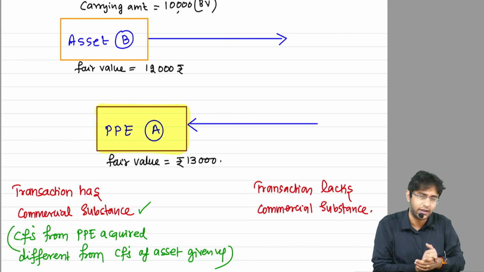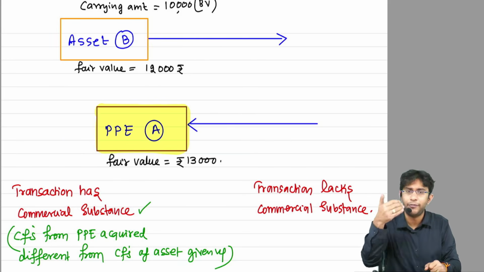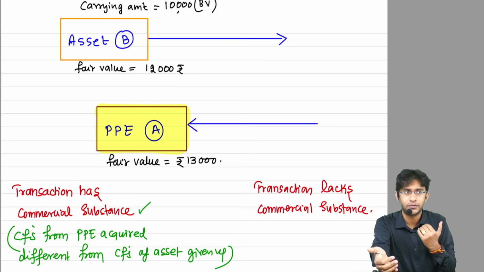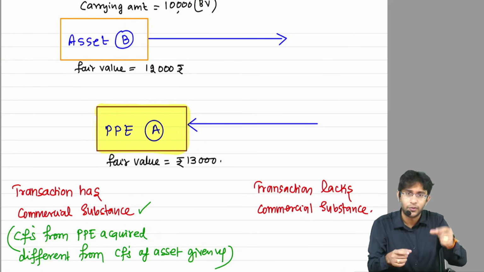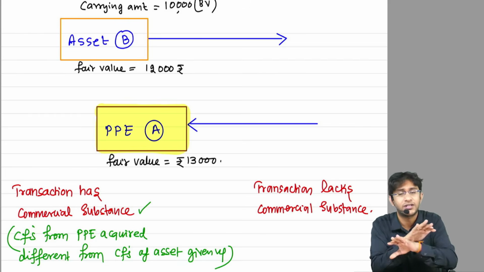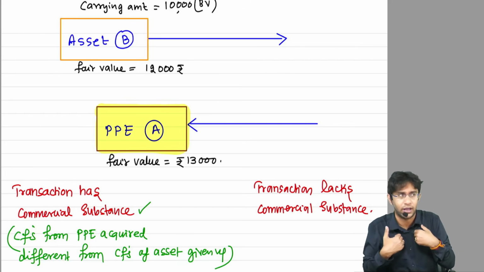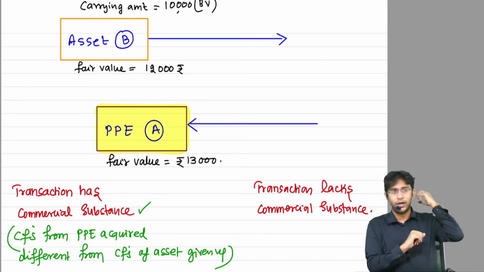Now let us put another example. Let's say B and A, they both are machineries only. I gave up one machine, I acquired another machine. Sir, both are same type of machines, both are machineries only, no. So commercial substance is not there. The cash flows from A, cash flows from B will be same only, sir. Therefore, transaction does not have commercial substance. Can I conclude like that? No. No, we can't conclude like that. Why we cannot conclude like that, I'll tell you.